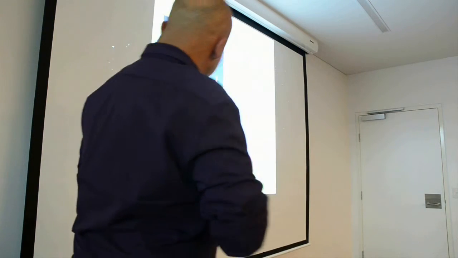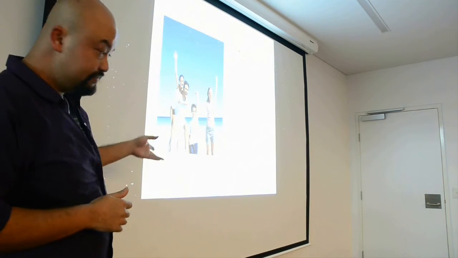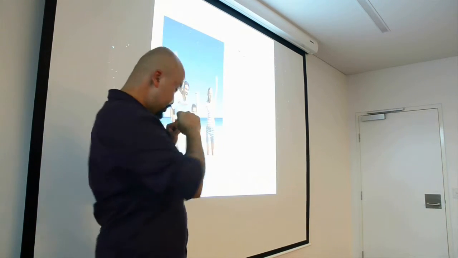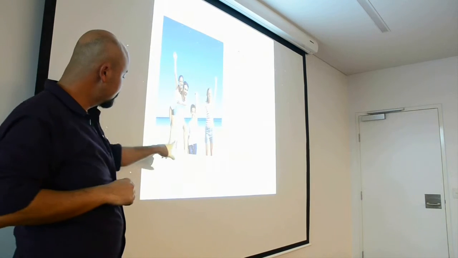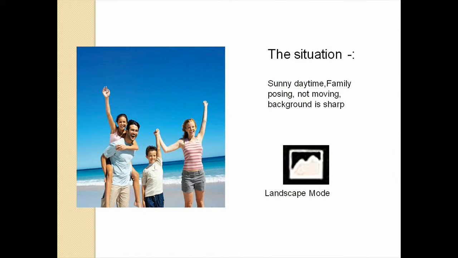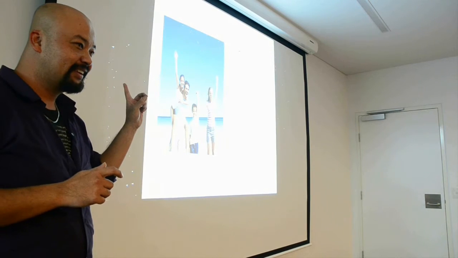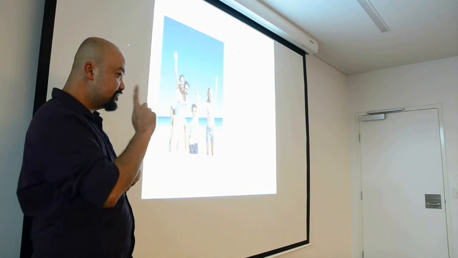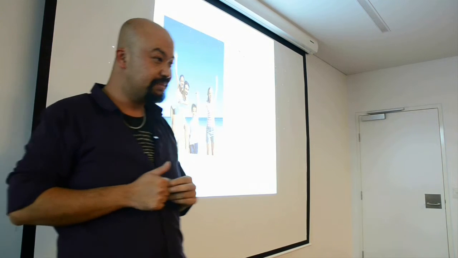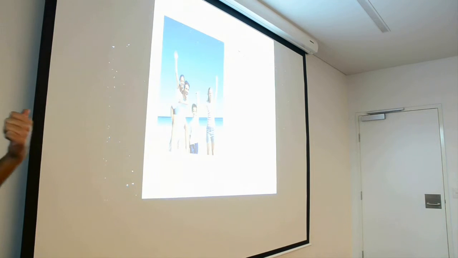Here's the situation. It's sunny, daytime. The family is posing. They're not actually moving that much. I'm just getting them to pretend they're jumping up. They're sharp. The waves are actually quite sharp, and so is the horizon. Who said portrait? Why did you say portrait? Because they're people? No. Think about the result. The result I want, the foreground sharp, midground sharp, and all the way to the horizon is sharp. That's a landscape. This is a high depth of field shot.